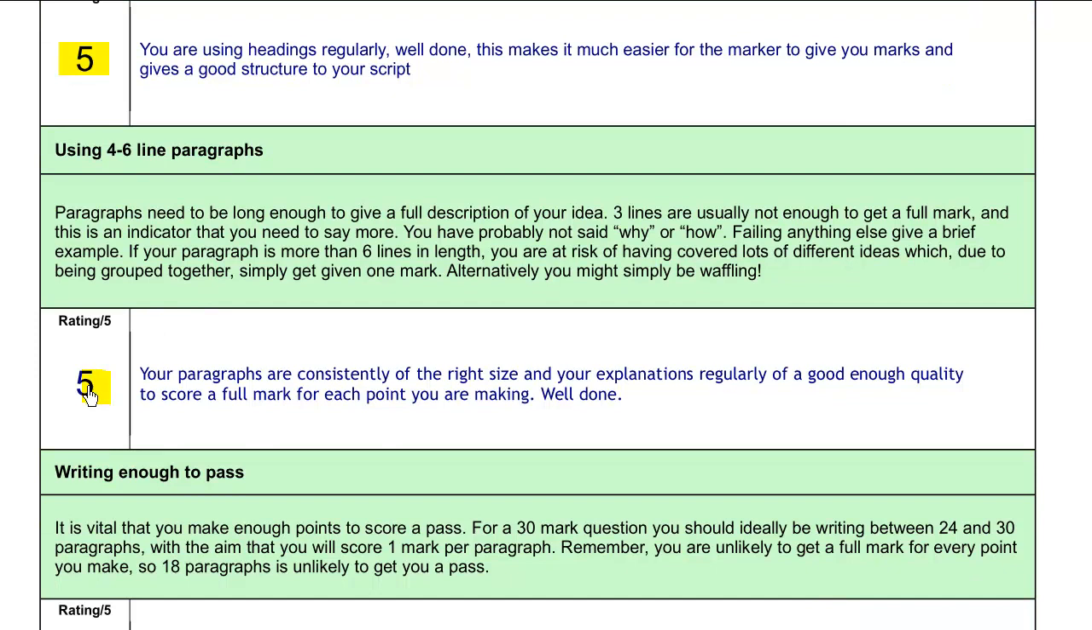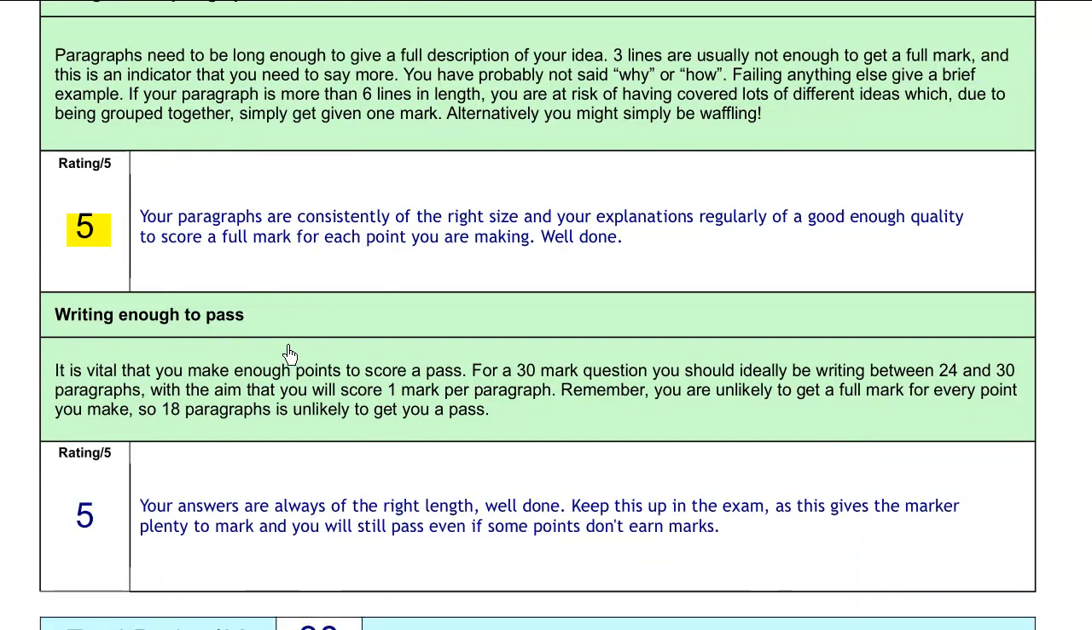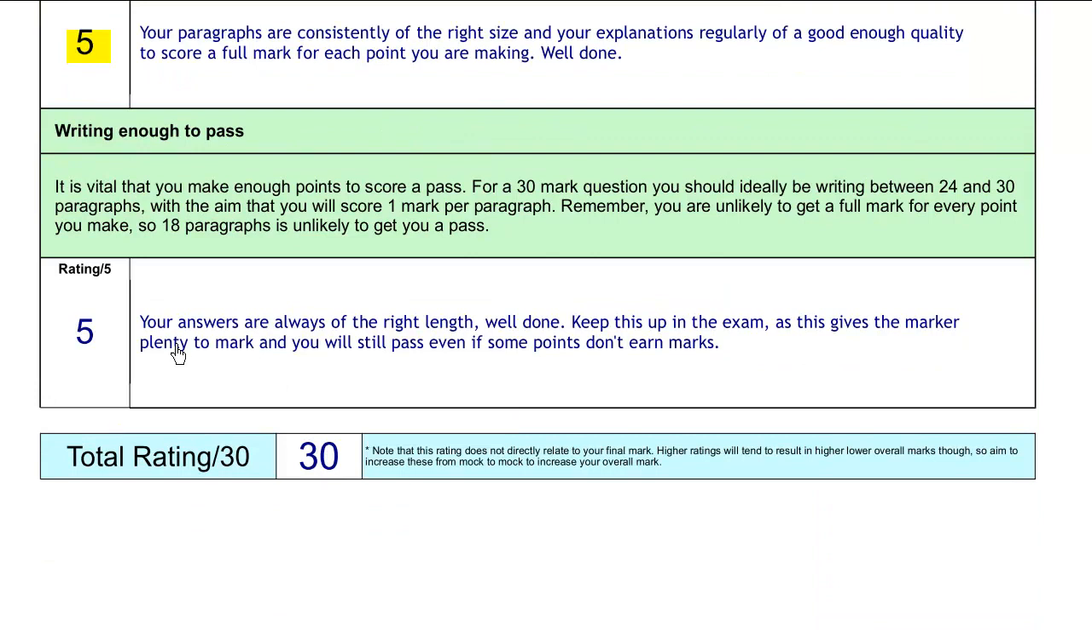Nice brief paragraphs, 4 to 6 lines. If you're doing that all the way through, again, 5 marks there. And are you writing enough points? If your answers are too short, you're just not going to be passing. And again, we give you that breakdown there.